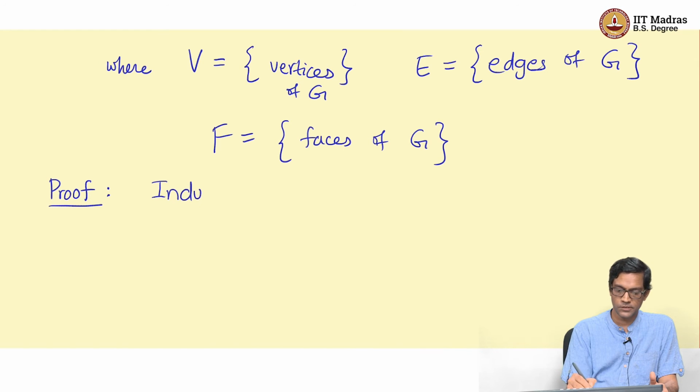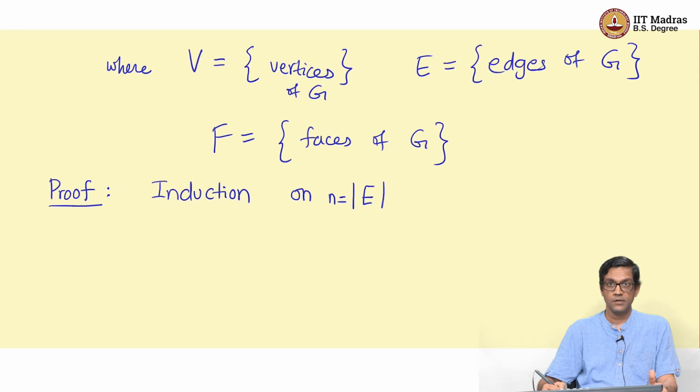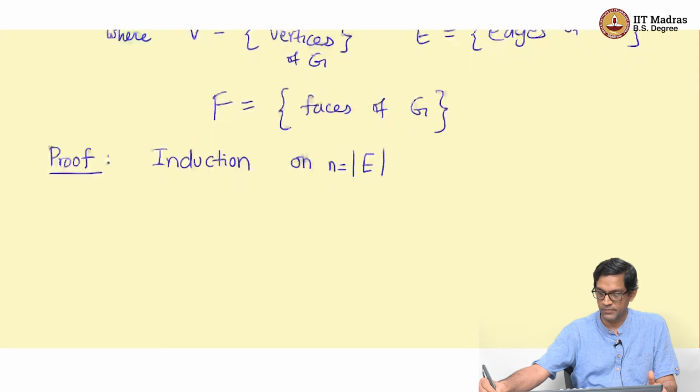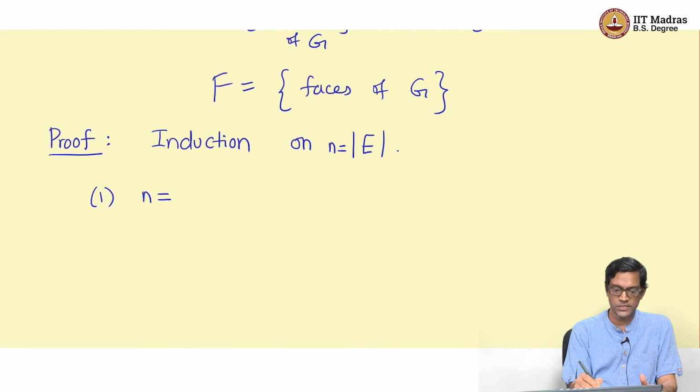So let's do proof by induction, and again we have maybe a few different choices on what to use as our induction parameter. Let's use n to be the number of edges. So we're going to do induction using the number of edges as our parameter. So what does that mean? Let's start by looking at the base case of the induction. First we have to establish it for n equals 1. That means I'm looking at a graph which has got just one edge.